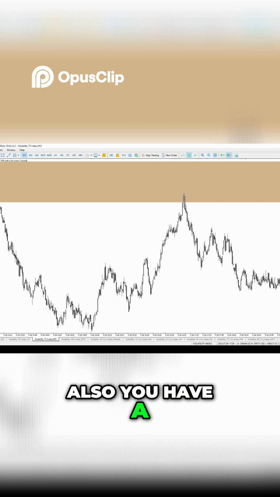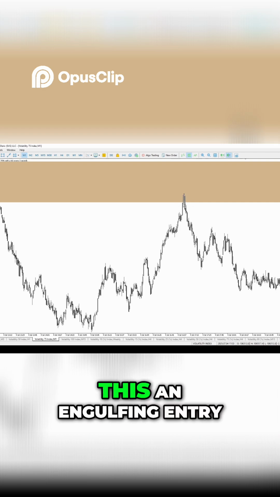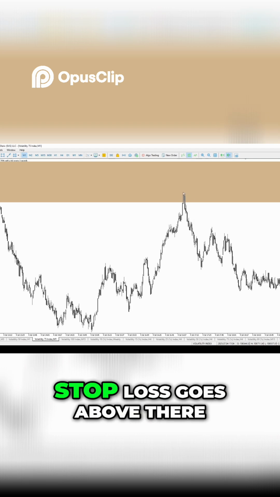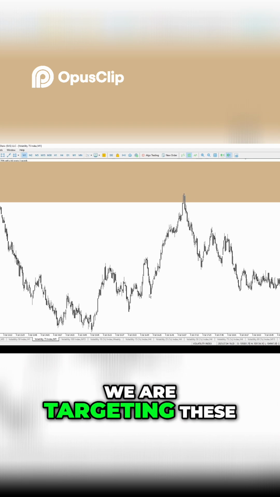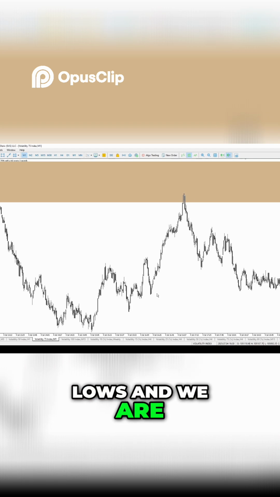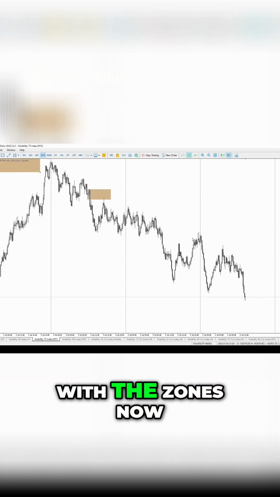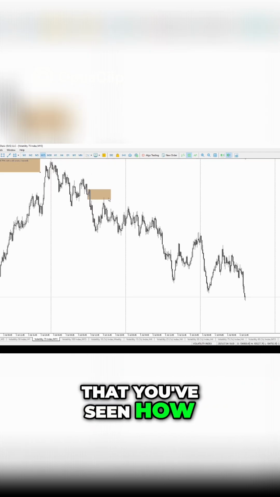Also, you have an engulfing entry. When the market closes here, our entries, stop loss goes above there. We're targeting these lows and we are done. So that's how we get that. So let's just continue with the zones now that you've seen how that works.